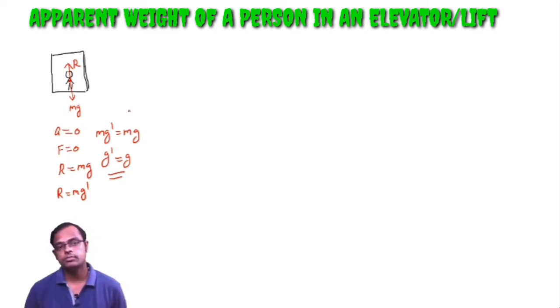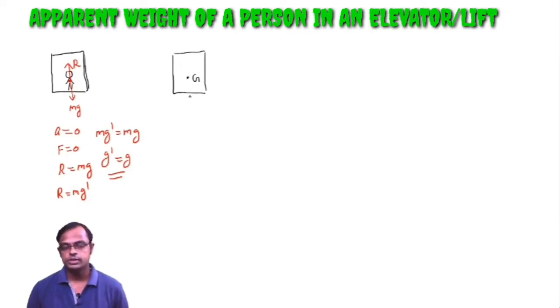Now let's discuss some other case regarding the apparent weight. Just imagine you are in a lift and you are going upward. This is the case. This is the lift. Now you are standing, and I am not drawing the person's image. Just imagine this is the person's center of gravity G. The next case is that the lift is accelerating upward.